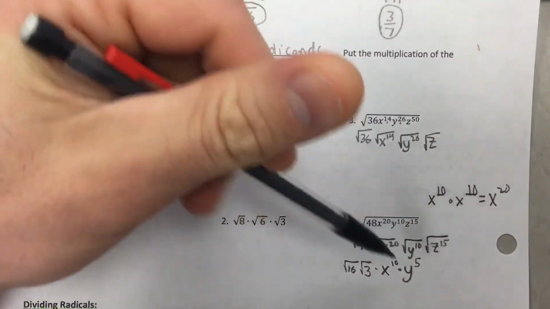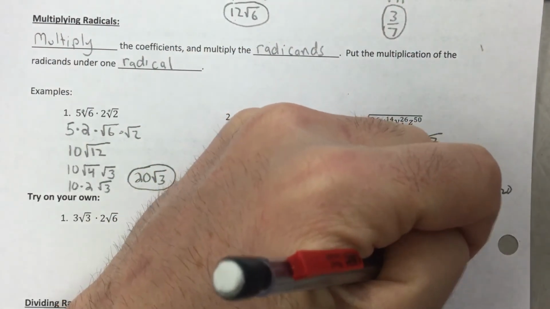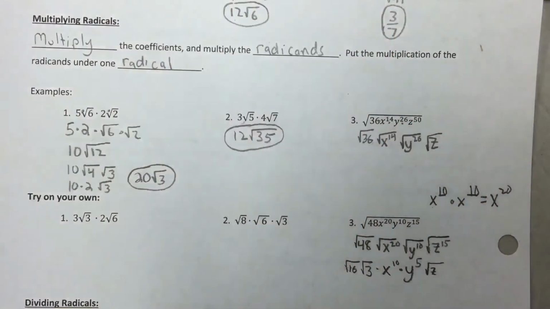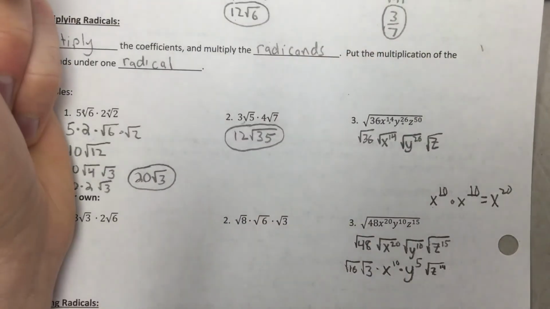And then, I have an odd number here. What am I going to do here? When you have an odd number, you want to use your laws of exponents to rewrite it as the next lowest even number. So that would be z to the 14th.